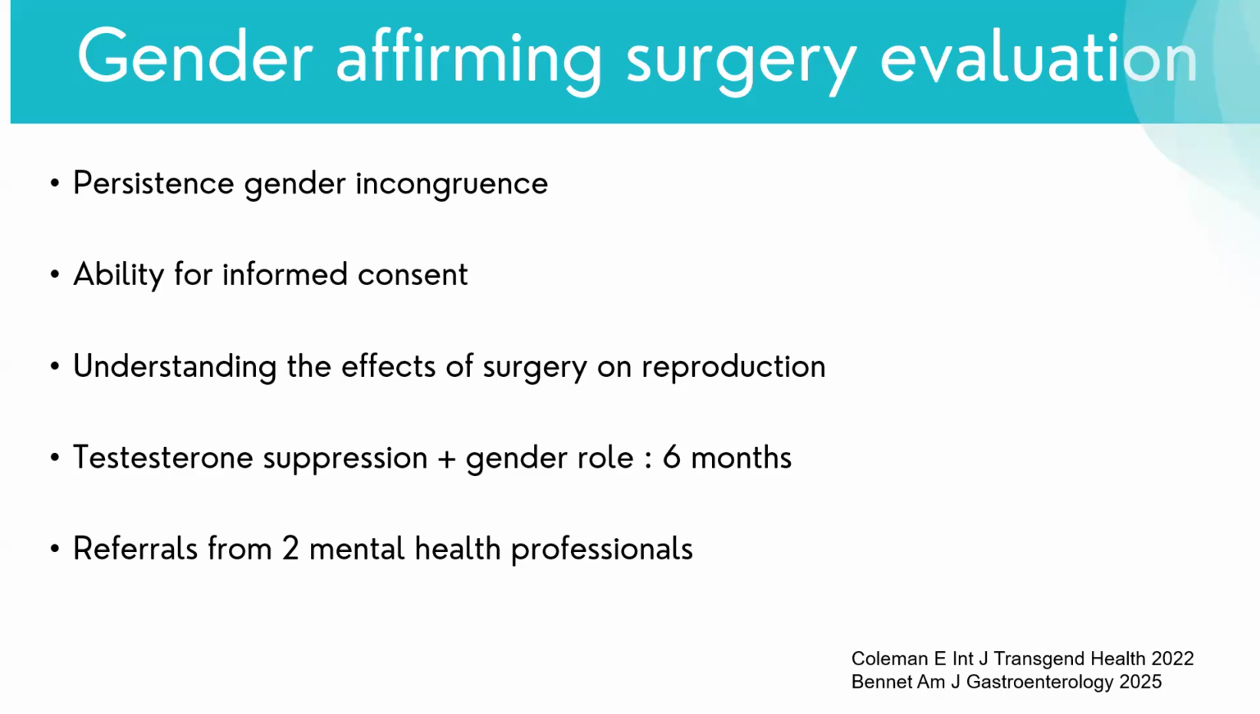In cases where it's possible, they're actually supposed to be offered fertility sparing treatment, so that in case they want to conceive or have children in future, that can still be done. And then they also need to have had at least 6 months of suppression of testosterone and having been in the gender role for the same period of time.